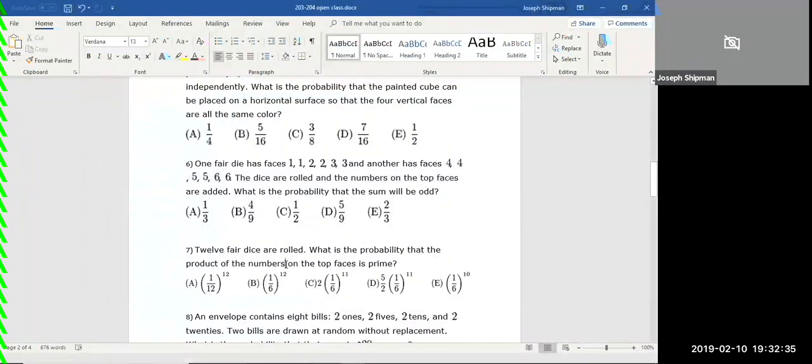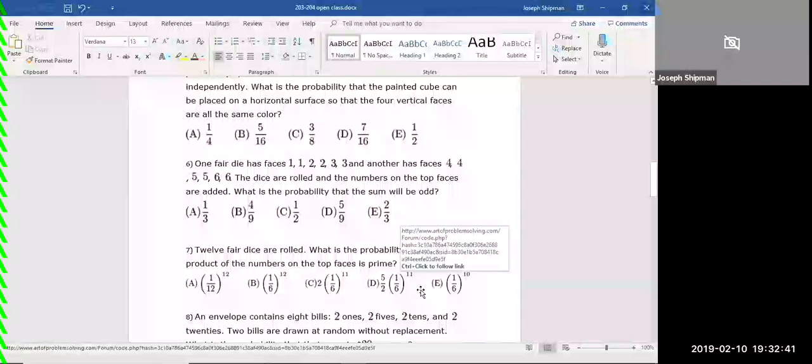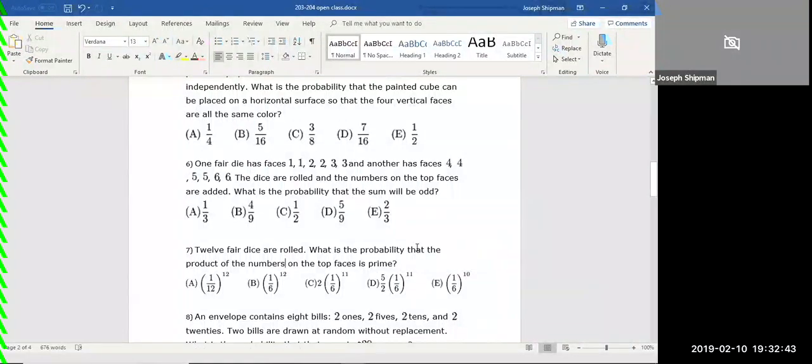12 dice are rolled, what's the probability that the product of the numbers on the top faces is prime? Okay, so here we have a whole lot of numbers. Most of them are going to have to be 1, right? Because if we have two numbers that are not 1 and we multiply them, then we're going to get something that isn't prime.